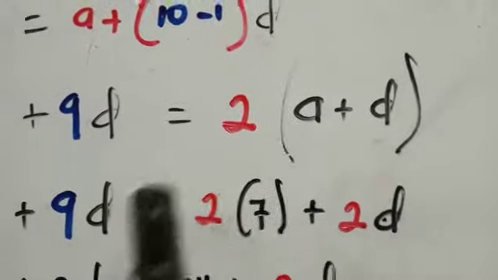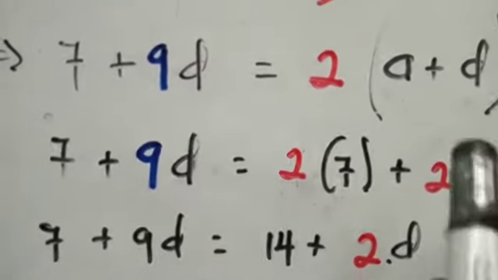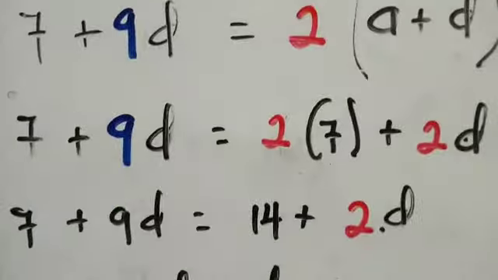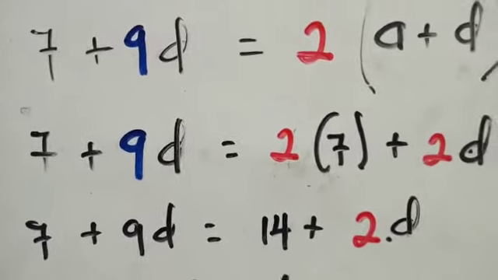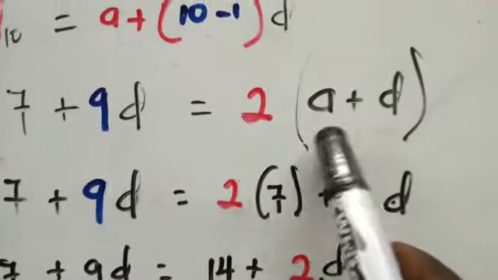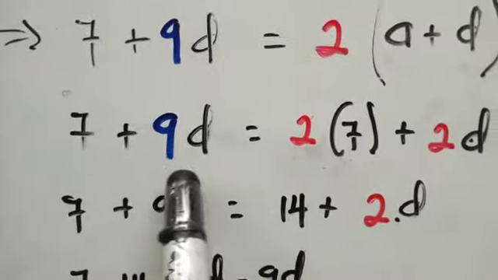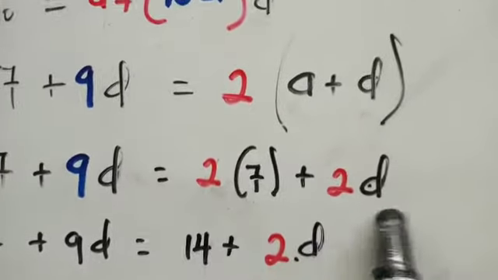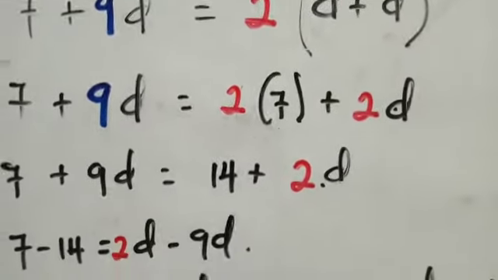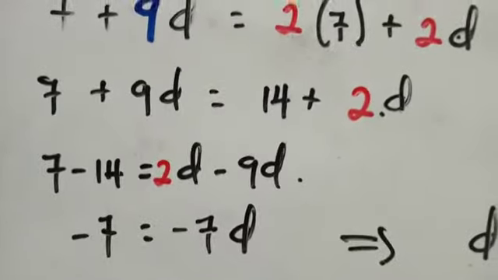So what do we do? We expand this guy here. We know where we are going. We are just looking for a and d to find what we are going to get at the 19th day. If you expand this, you get 7 plus 9d is equal to, this multiplied by that gives me 14, and that multiplied by that should be 2d.